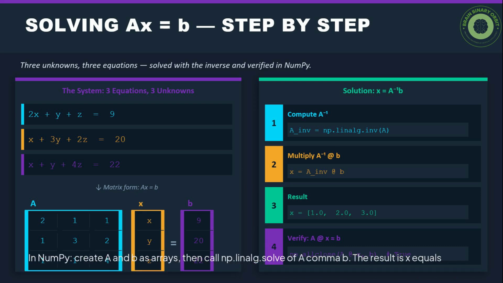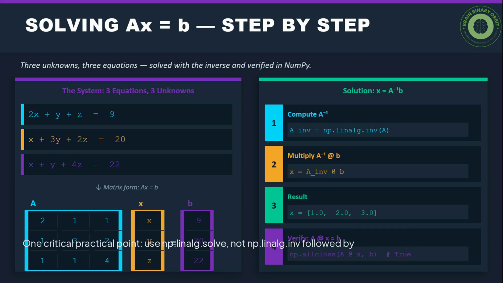In NumPy, create A and B as arrays, then call np.linalg.solve of A, B. The result is X equals [1, 2, 3], meaning x is 1, y is 2, z is 3. Always verify: np.allclose of A times X and B should return true. If it does, your solution is correct. This is the complete workflow. Write the system, form A and B, call solve, verify.